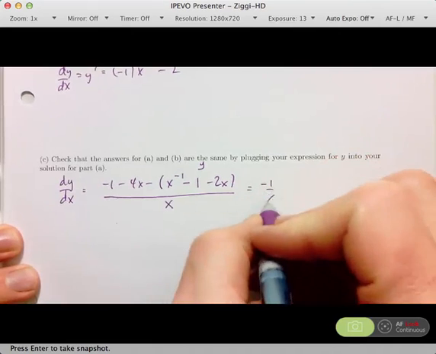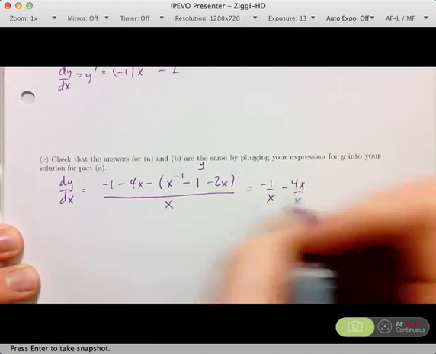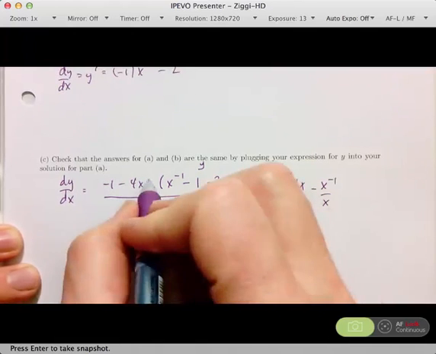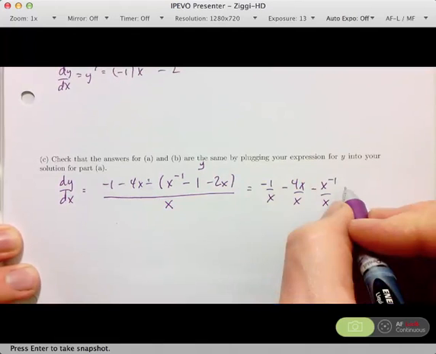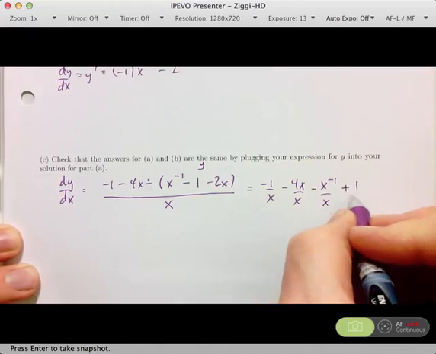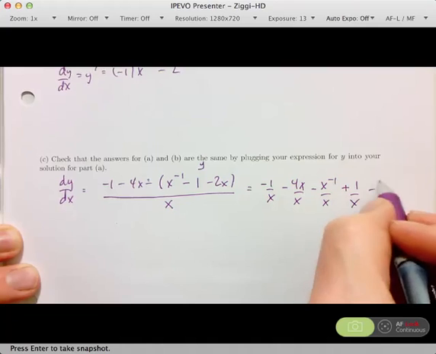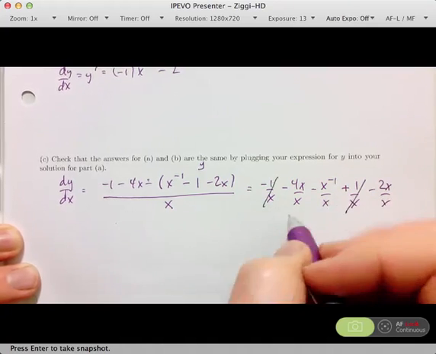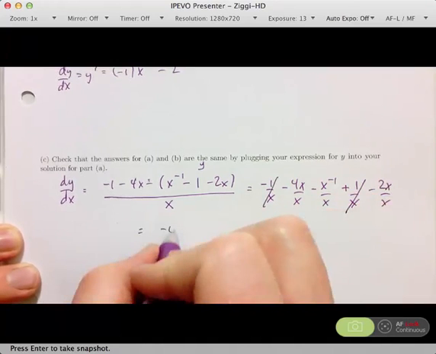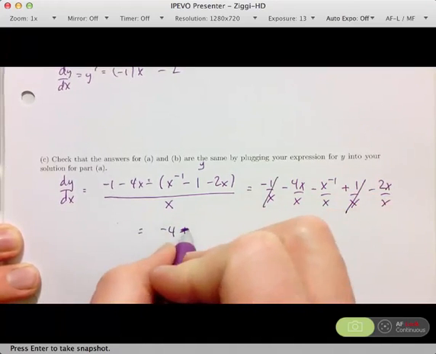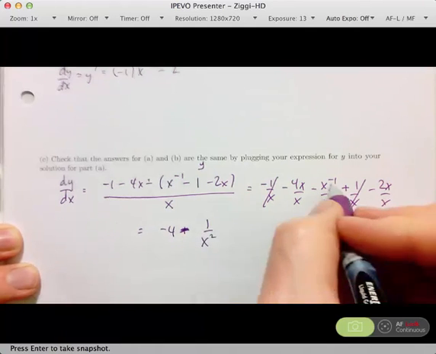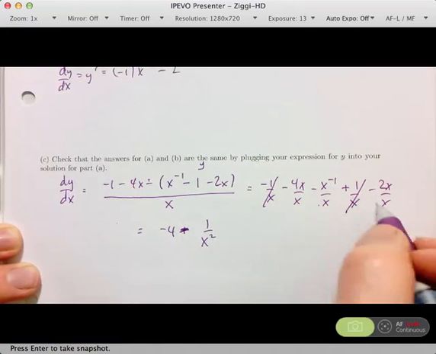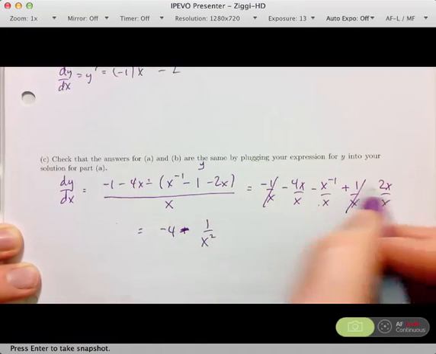So we get minus 1 over x minus 4x over x minus x to the minus 1 over x. Distribute this minus sign. So plus 1 over x minus 2x over x. These two terms cancel each other. So we have minus 4 minus 1 over x squared. I'm going to take this x to the minus 1 and move it down. Minus 4, and I forgot to distribute the minus.